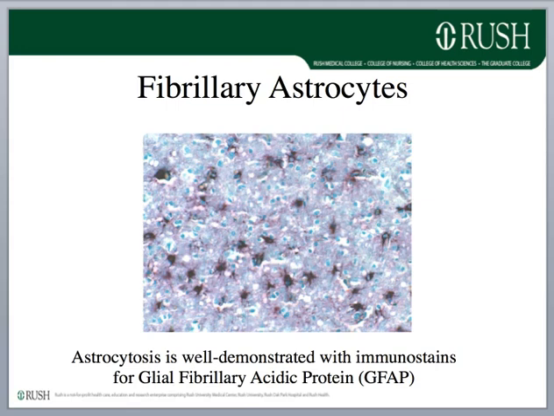Another more general form of cellular reaction to injury that involves astrocytes is called astrocytosis. And this is where there's just an increased number due to proliferation of astrocytes. And this involves fibrillary astrocytes. We use special stains to identify the astrocytes. This is an immunohistochemical stain for glial fibrillary acidic protein, which is found in the cell body and processes of astrocytes, and is a handy stain for identifying an increased number of astrocytes in injury.